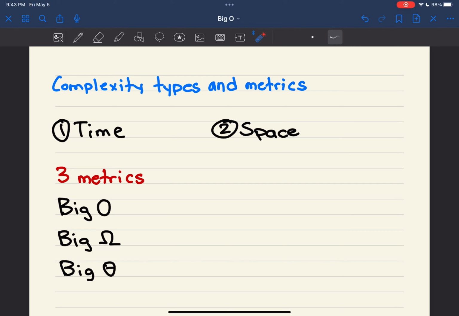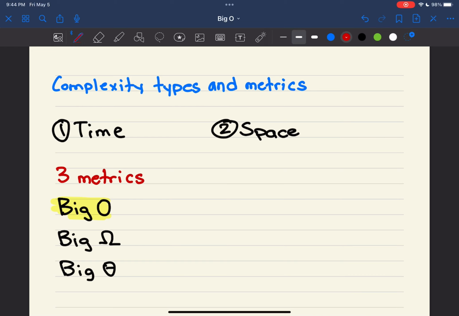When analyzing complexity, we look at the program's time and space complexity. Time complexity is the amount of time the program takes to run. Space complexity is the amount of memory the program takes. There are three metrics that are used to measure time and space complexity: big O, big omega, and big theta. In this video, we'll focus on big O, which is the most relevant, although it is very important to understand the other two metrics.